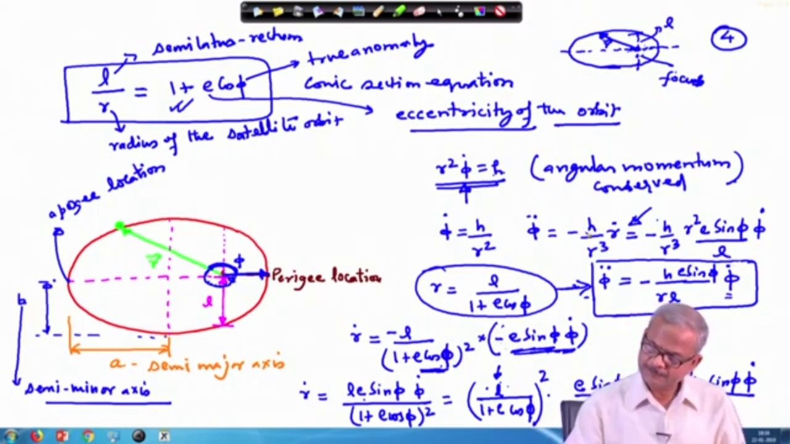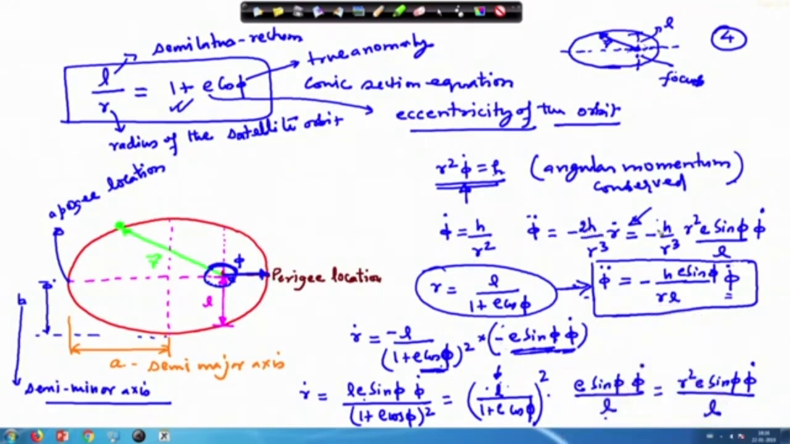And here we have missed out a term. See, while we are writing h by r square here, there are two factors that will appear in this place. So, this 2 we have missed out everywhere. Okay. So, we have to write here this 2 factor.